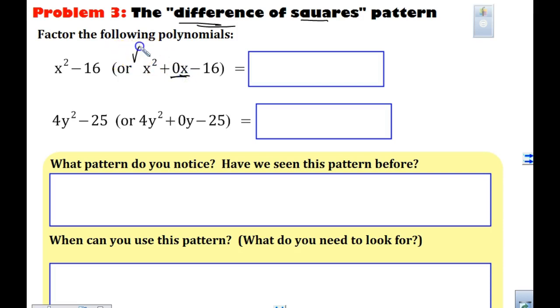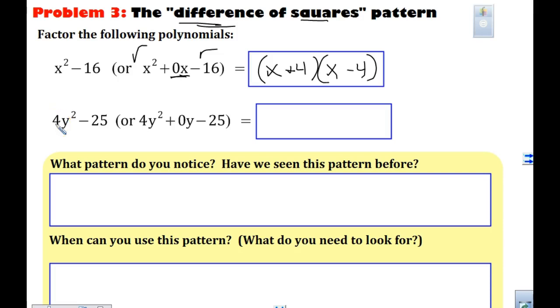So again, you have perfect squares, right? What do you multiply to get x squared? X and x. What do we multiply to get a negative 16? Negative 4 and positive 4. Sum and difference, right? Does that give us a middle term of 0? Yes. 4x minus 4x.